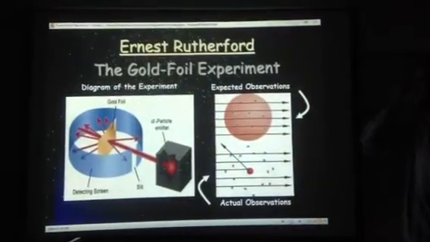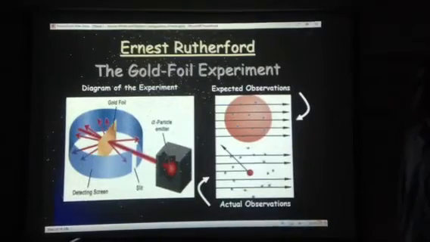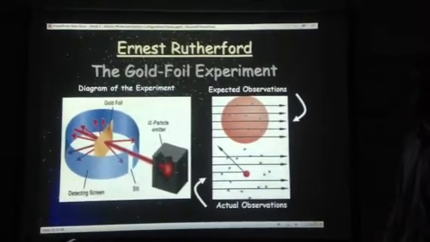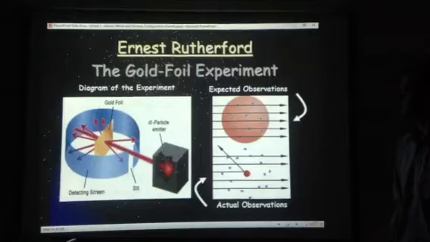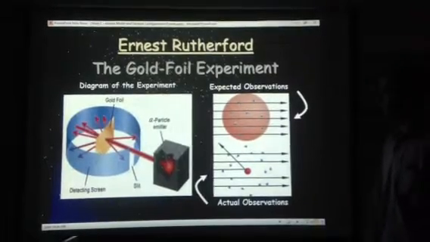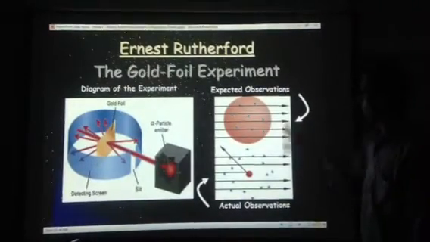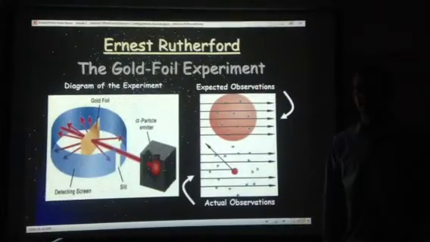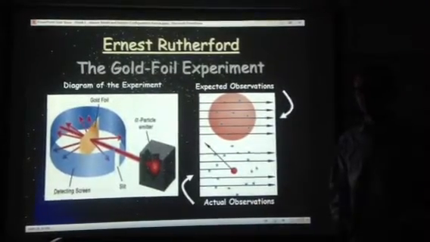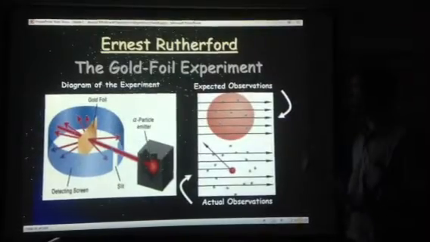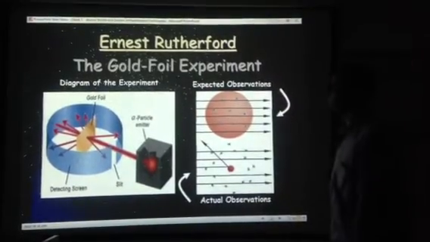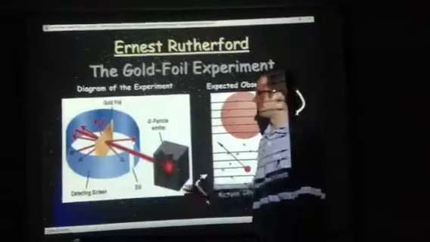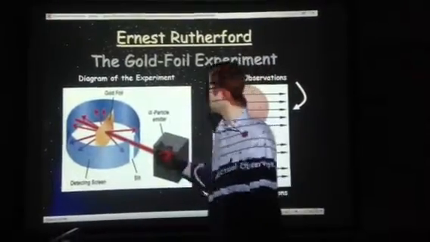The next scientist we're going to talk about is Ernest Rutherford. He's really famous for the gold foil experiment. So how this experiment worked is, this is what he expected to happen. He was looking to confirm Thomson's idea that the atom was mostly empty space with electrons in there. So he was expecting to shoot alpha particles, which are these things here.